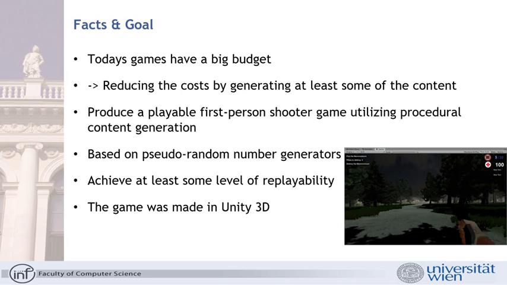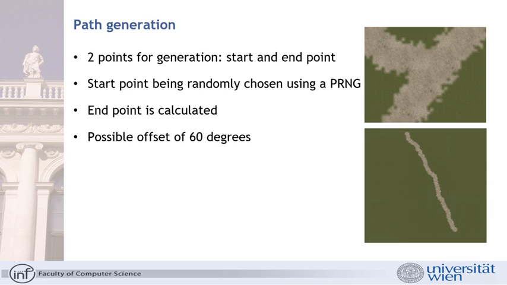Our goal was producing a playable first-person shooter game utilizing procedural content generation. It should be based on pseudo-random number generators in order to create a small survival world from scratch and achieve at least some level of replayability. And the whole project was made in Unity. Then let's just jump into the implementation part, so how we achieved this goal.